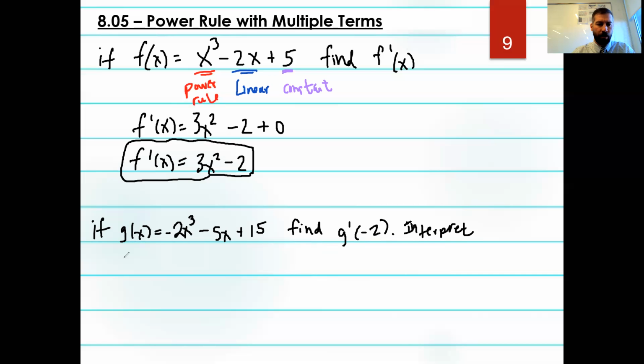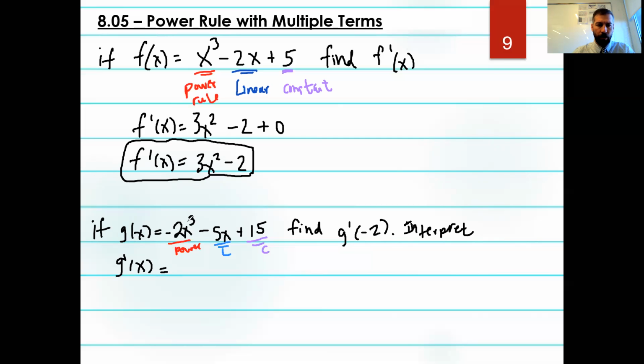All right, if I need to find g prime, I'm going to identify to myself, when do I need to use the power rule and when do I have other shortcuts? Where I see a power, I'll use the power rule to start. And then once again, that negative 5x is linear, so I'm going to put L for linear. And that plus 15, since it doesn't have a variable, I'm going to put C for constant. So let's walk through that.